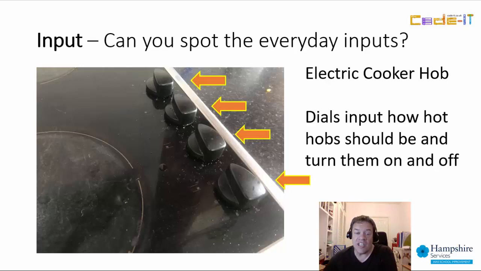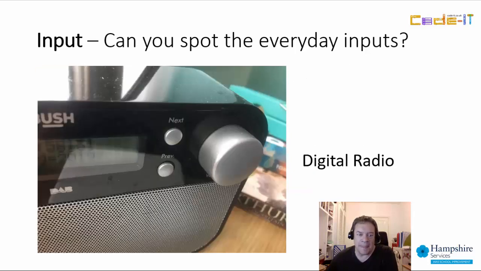Did you spot it was these dials on the top? That's right, they can be turned round, and when they're turned round, they turn the heat on the hob. And if you turn them round a lot, then they make it hotter. And if you only turn them round a little bit, they make it not quite as hot. Let's see if you can do this next one.